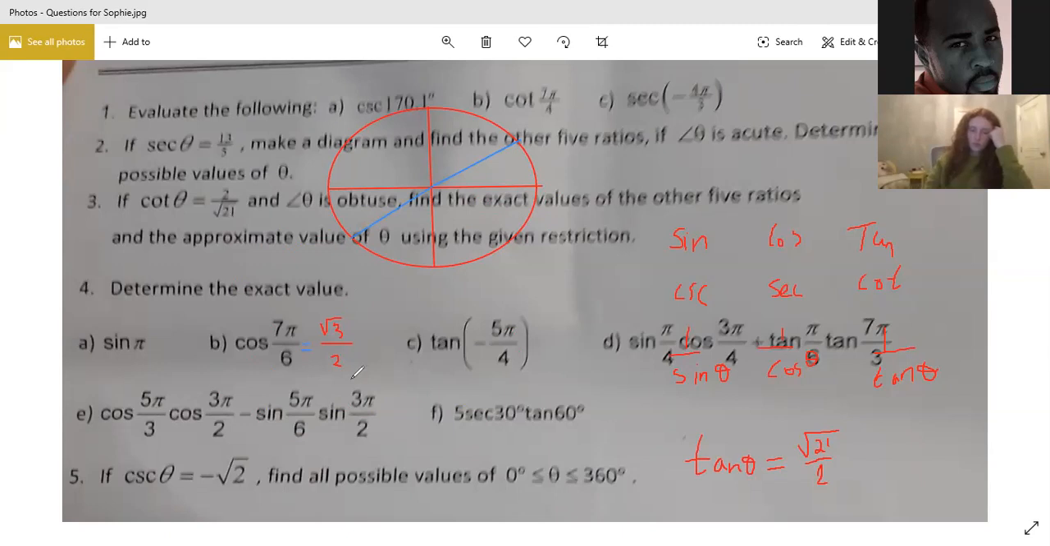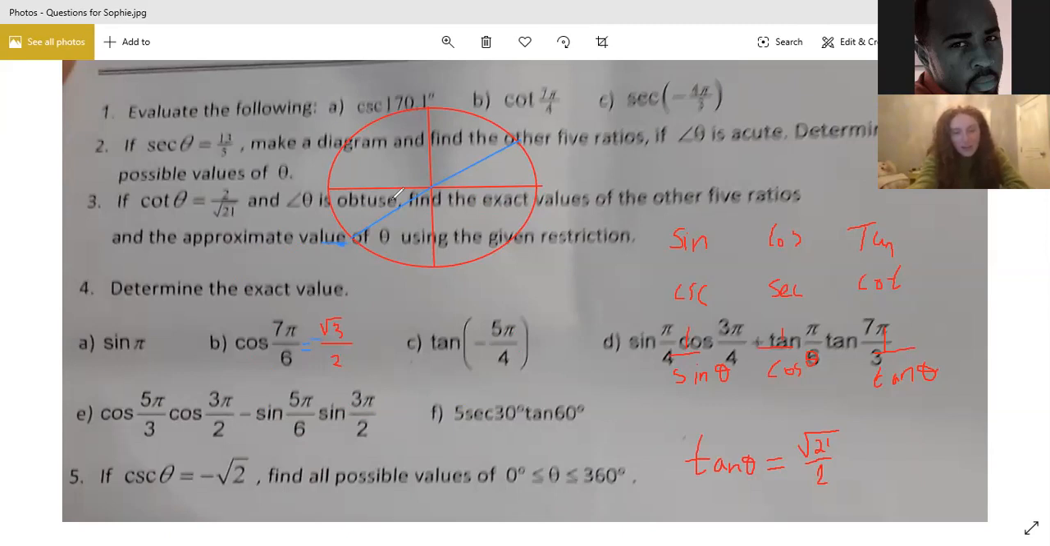I get the same but positive. Because this is positive root 3 over 2. The other one gave me negative. So this is negative root 3 over 2, because it's down here, right? If it's 210, the angle is somewhere down here, which is negative anyway. Yeah. Can we move on to the next question? Yeah, for sure.